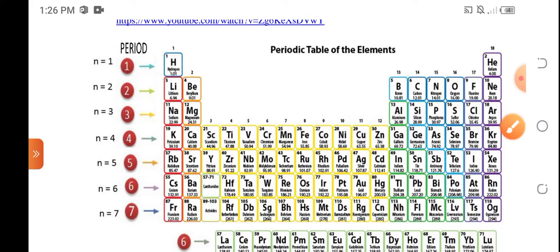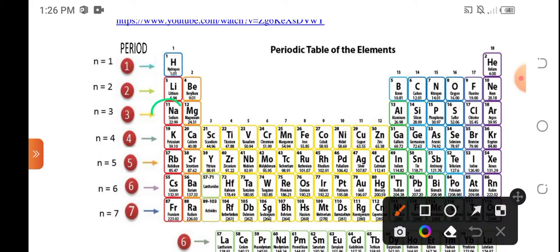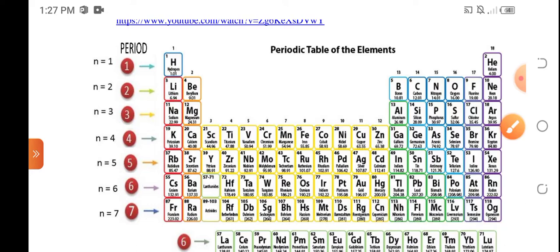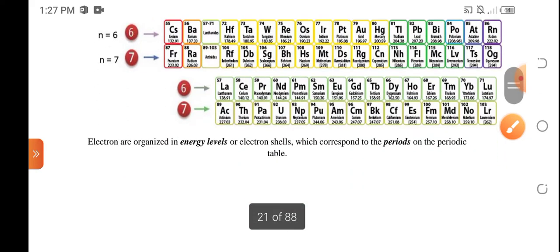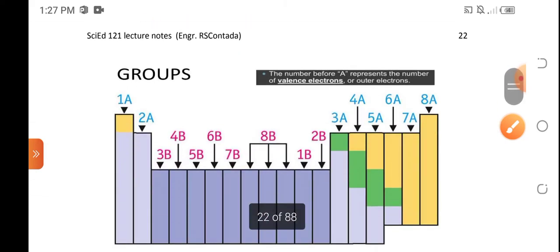For sodium, hindi na tayo magsusulat ng electron configuration. Rather, alam dapat natin that the last electron for sodium could be located on the third energy level because sodium is found on the third period of the periodic table. So laging tatandaan, the horizontal division in the periodic table is known as period, and we have 7.